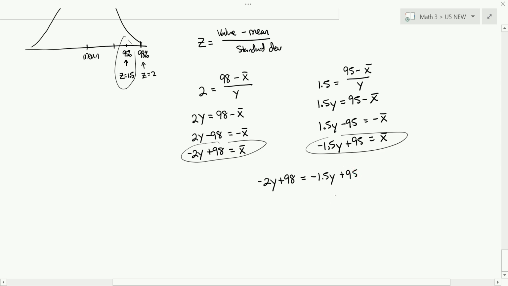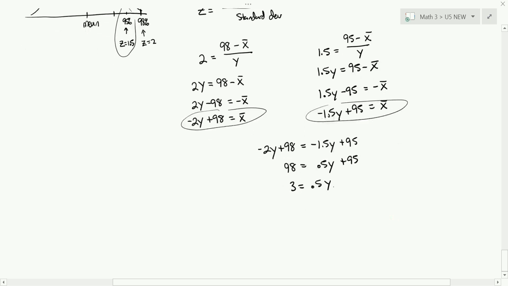I'm going to add 2y to both sides and get 98 equals 0.5y plus 95, and subtract 95 from each side to get 3 is equal to 0.5y. If I multiply both sides by 2, I get 6 is equal to 1y. So that's our standard deviation of 6.